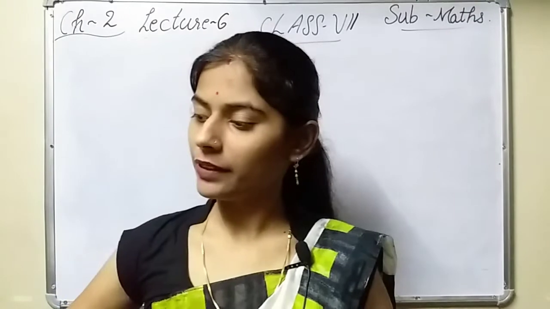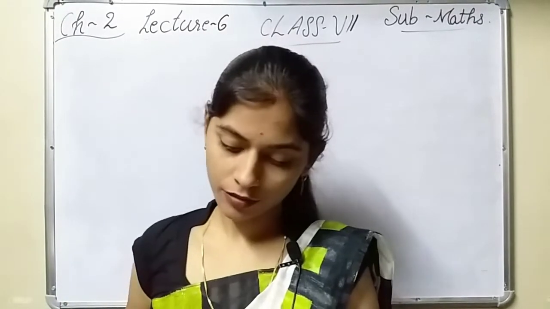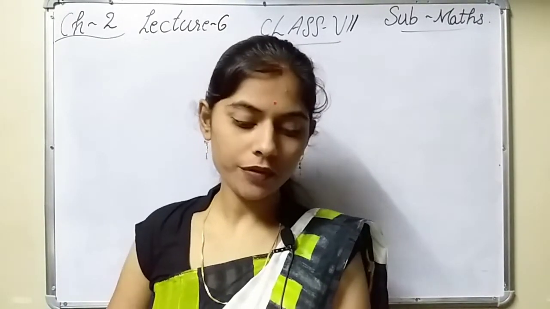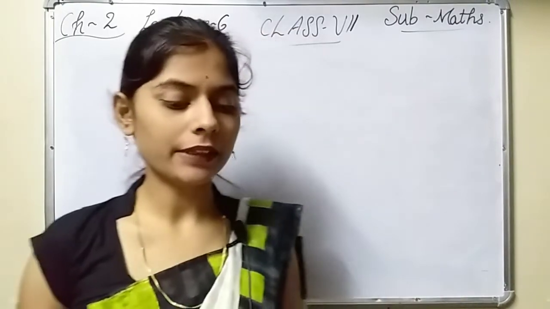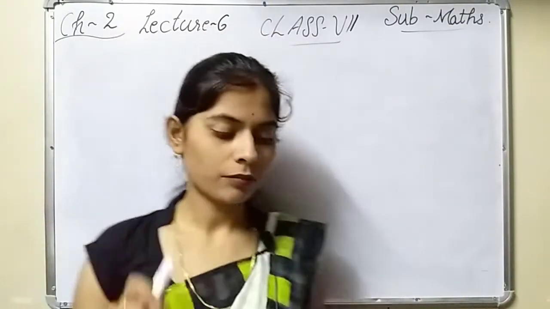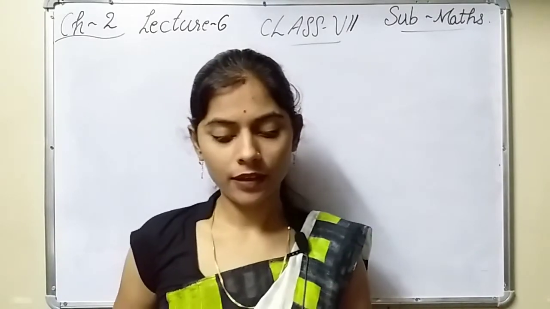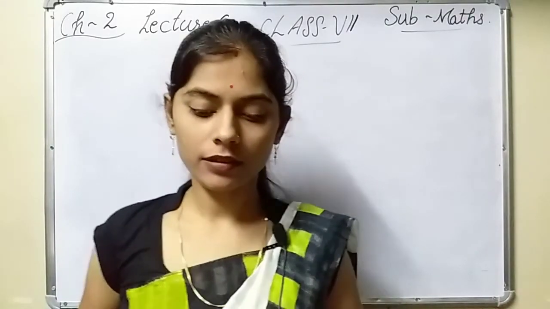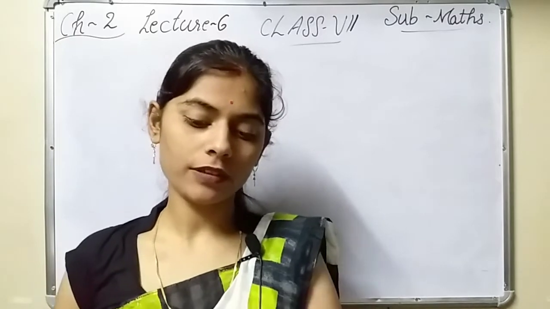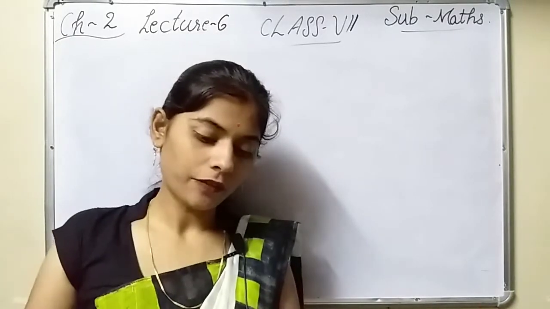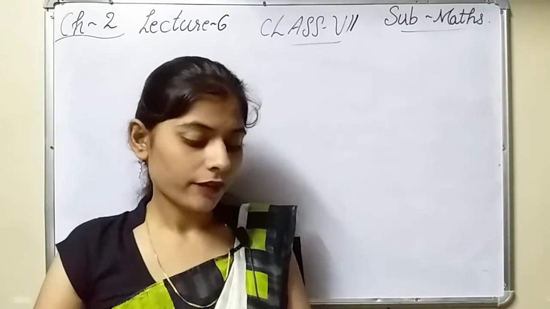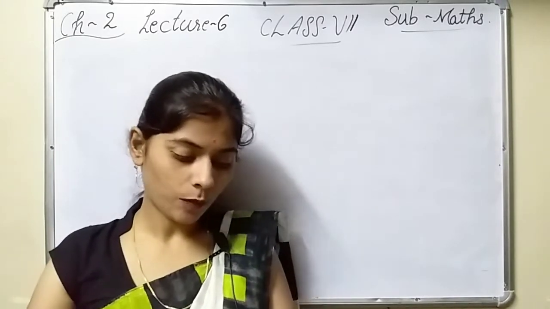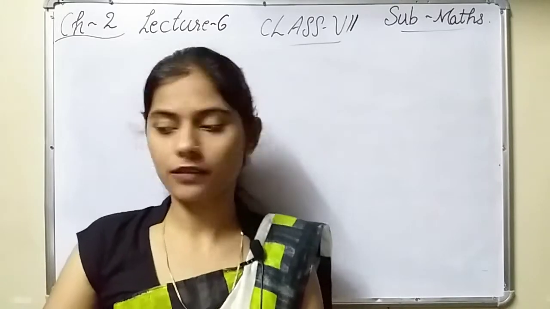We have completed exercise 2C, but two questions remain, question number 10 and 11. So today we will complete it. Question number 10: in a flower bucket, 13 by 30 of the flowers were roses, 2 by 5 of the flowers were orchids, and the remaining were gladioli. If the number of gladioli were 7, how many flowers were there in a bucket?